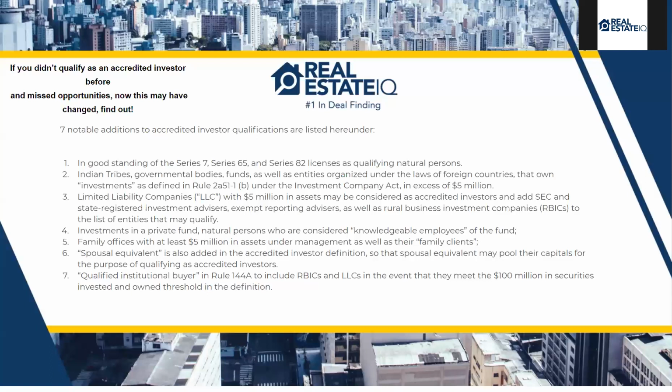So that's another addition. Number 7, a QIB, like I mentioned earlier, a qualified institutional buyer in Rule 144A, is to include RBICs, the rural business investment companies that I mentioned earlier, and LLCs, in the event that they meet the 100 million in securities invested and owned threshold in the definition. So that, again, includes a whole group of people with all these new additions.